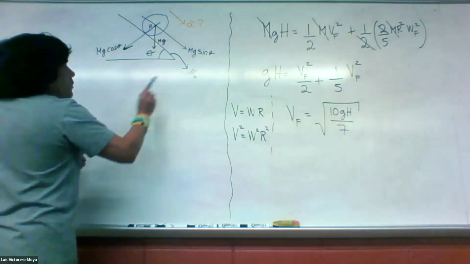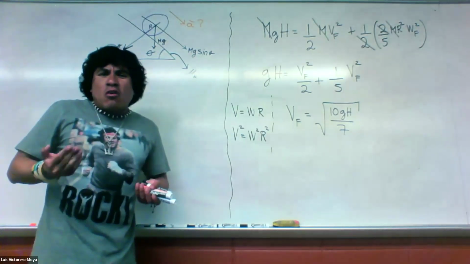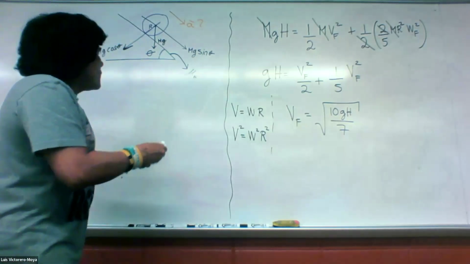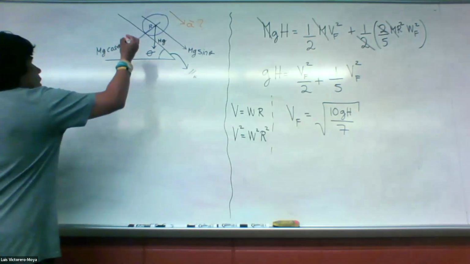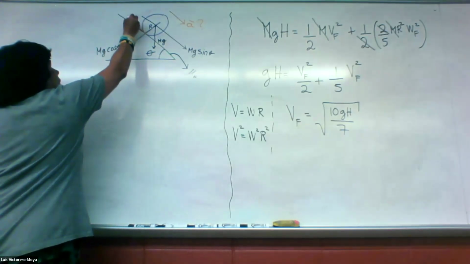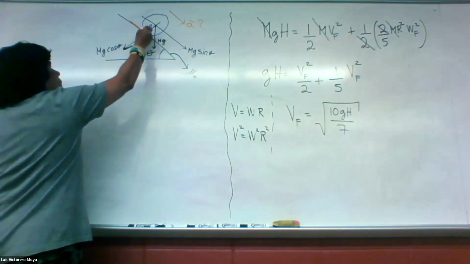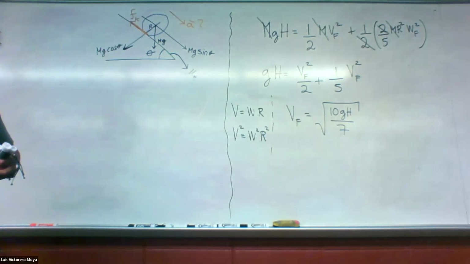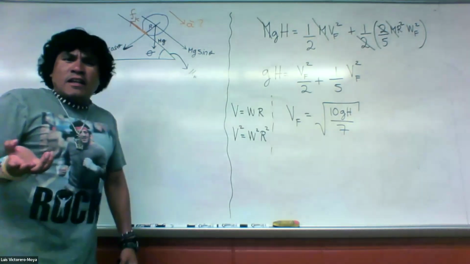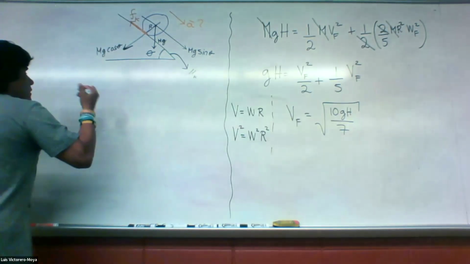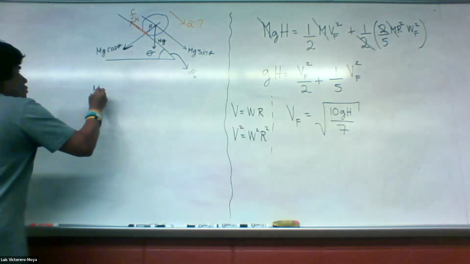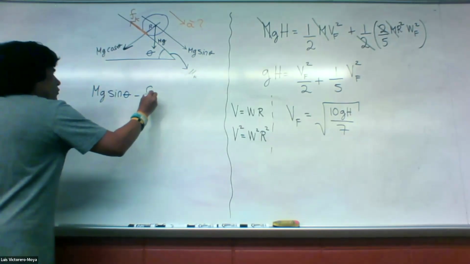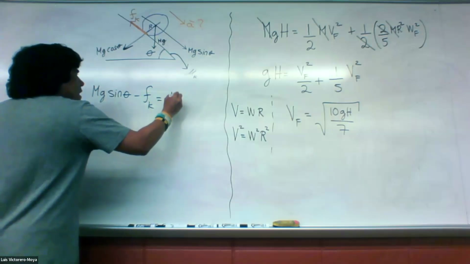So if there is mu, there is friction. Now, friction always acts at the bottom, right, even though it's a sphere. So it's going to act here. That's your friction. That's your Fk. See that? So just by using Newton's second law, mg sine theta minus Fk equals mass times acceleration.